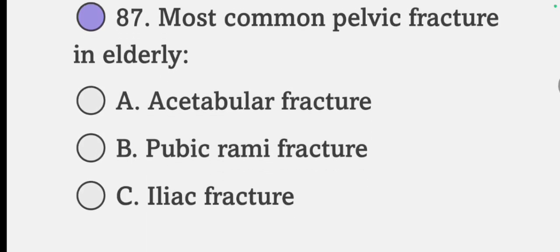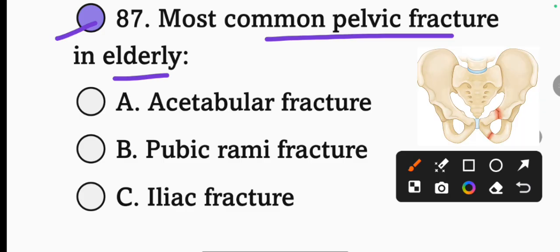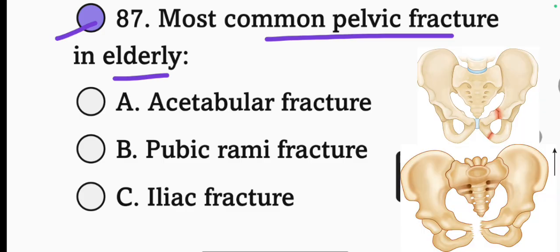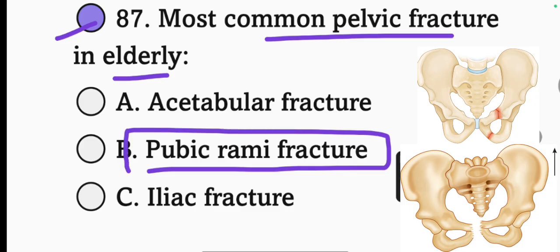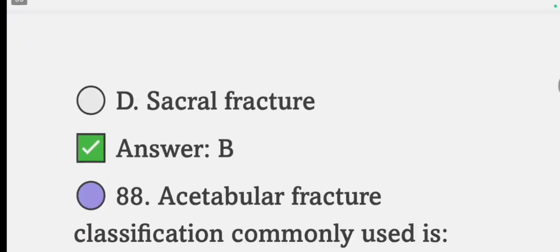Now come to 87 questions. Most common pelvic fracture in the elderly. So in the elderly, actually, pubic rami fractures are seen in the pelvic region. In the elderly it is a minor fall or low energy trauma, so a fall from standing height. So it is commonly seen as pubic rami fractures. Okay, so B option given is the correct option.